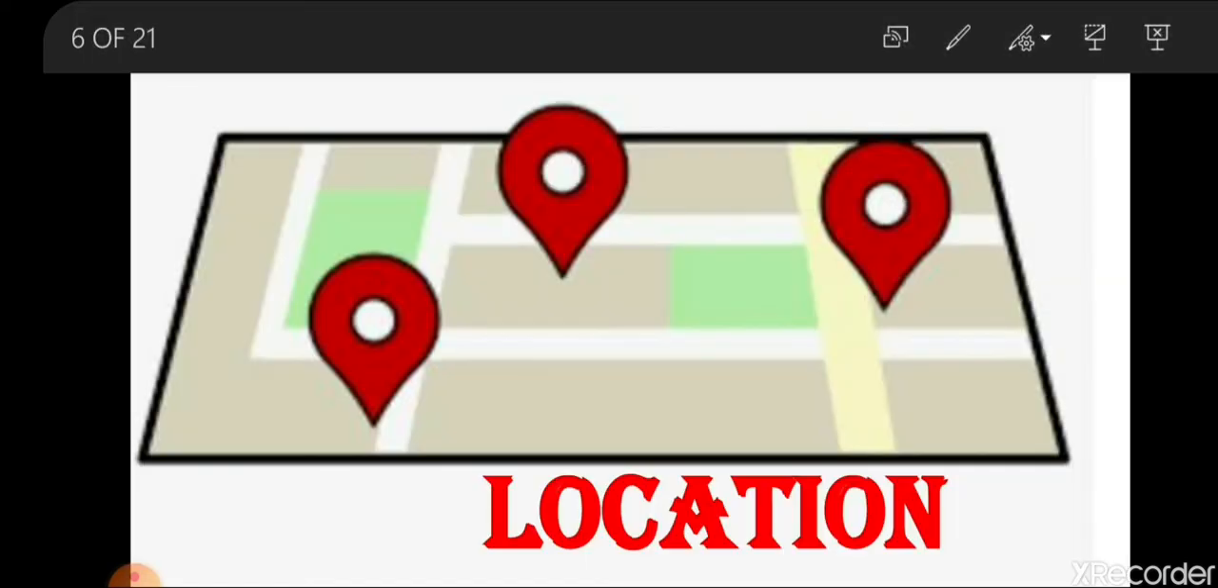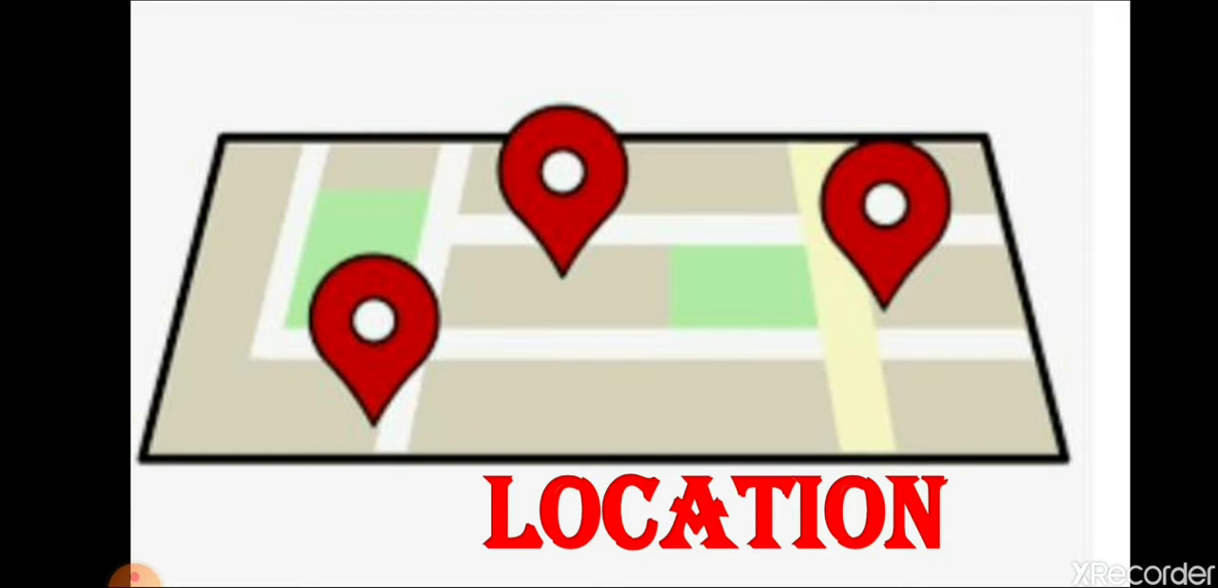Now our next topic is location. You are very familiar with this word. Location is about the position of a particular place. We always say things like, where is your house located, or where is that shop located. In this chapter, we are going to learn about location.